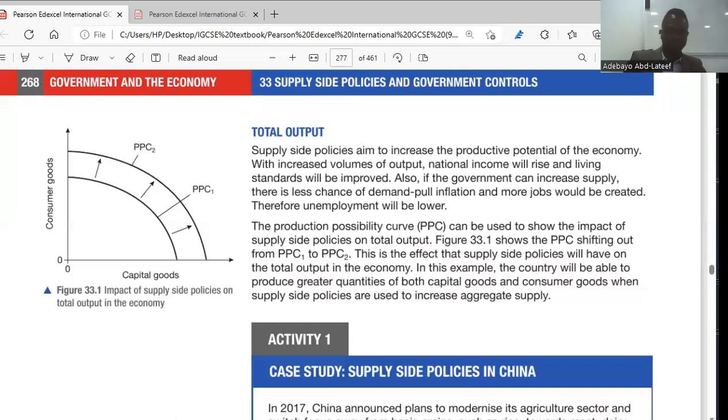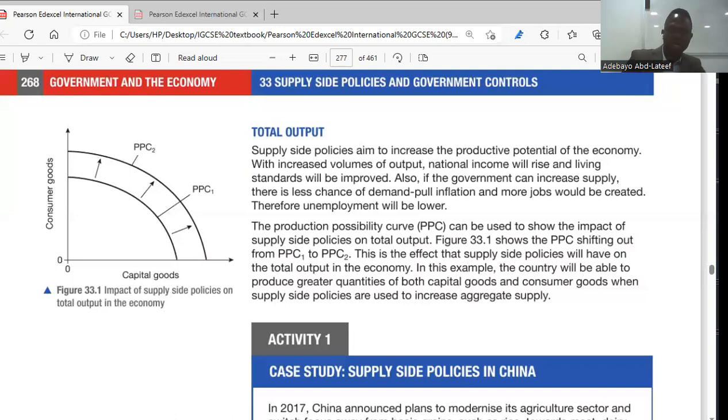So the point here is that the total output has to increase because that is the aim of supply side policy. If the total output is increasing, the PPC curve will shift outward. And if output is increasing, demand pull inflation might reduce. How? If government can increase supply, there won't be excess demand. As a result, there would not be anything called demand pull inflation.